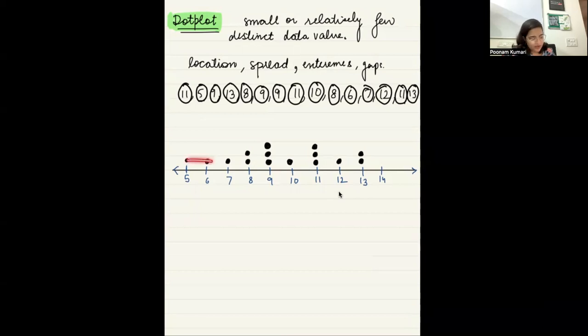Unimodal, bimodal? Bimodal, right? There are 2 peaks. And it's spread out. Its lowest value is 5, its biggest value is 13. The extreme values we got to know. Its spread also we got to know, how far it is spread. Which values are getting repeated multiple times. So 9 is repeating 3 times, 11 also. So all these things you get to know using a dot plot.